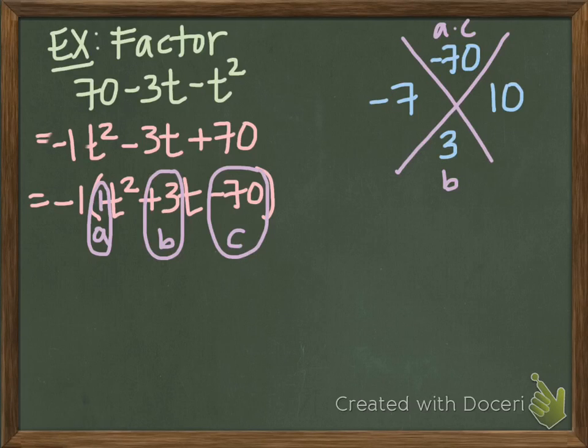Step 5, divide both numbers by A. Well, our A is now positive 1. I don't have to do that because it's not going to change anything. Step 6, set up your binomials. Don't forget about the negative 1 in front.